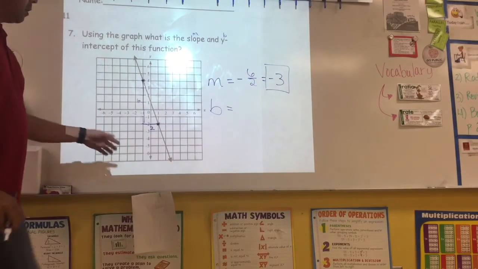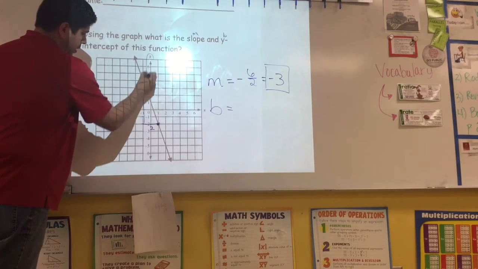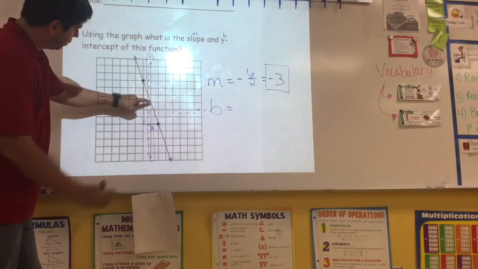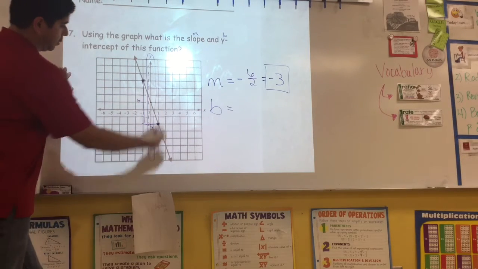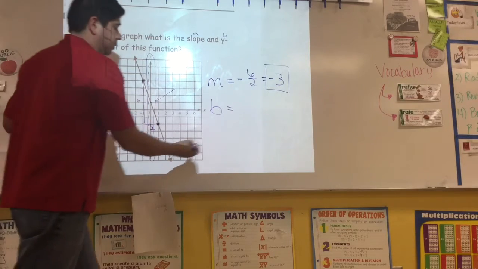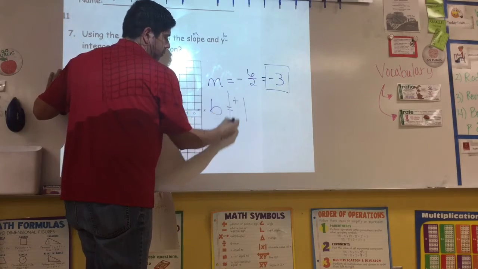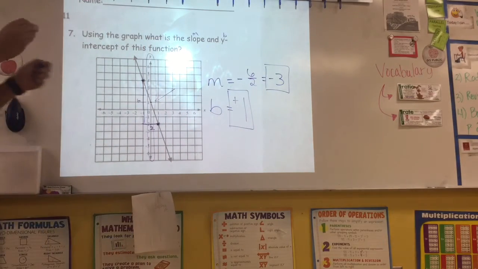All right, so now my y-intercept, I just have to find out where it crosses this line. Where does it cross this? This line crosses right here. So this point, easy, I just look for the number. It's going to be 1, so the y-intercept is 1. Again, you can put plus 1, but you don't have to. Okay, there's my slope, and there's my y-intercept.